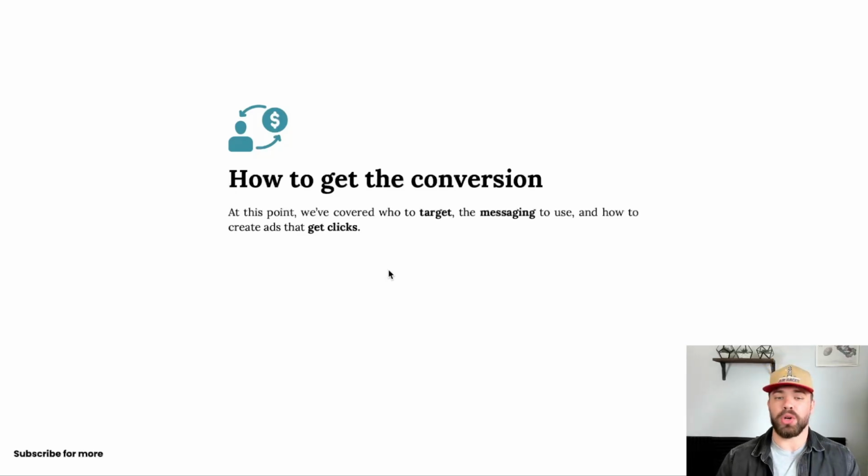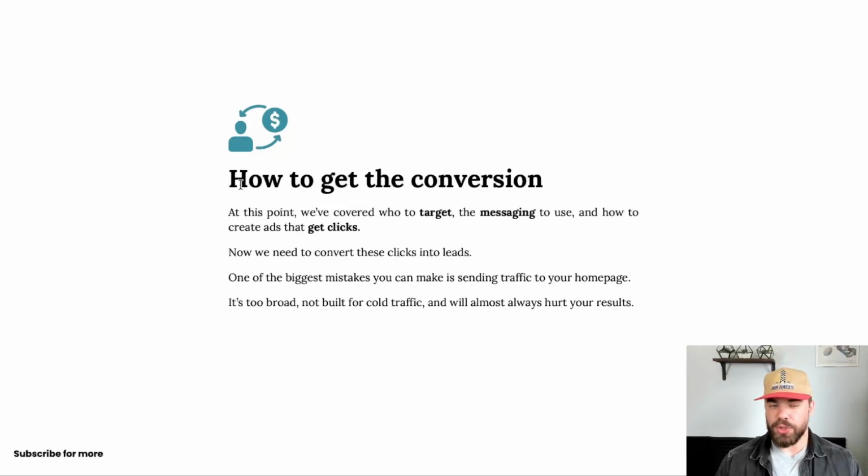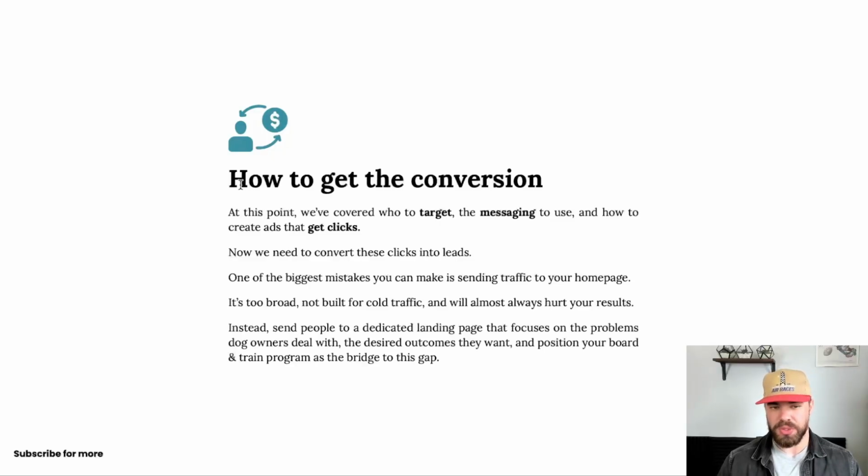At this point, we've covered who to target, the messaging to use, and how to create ads that get clicks. Now we need to convert these clicks into leads. One of the biggest mistakes you can make is sending traffic to your homepage. It's too broad, not built for cold traffic, and will almost always hurt your results. Instead, send people to a dedicated landing page that focuses on the problems dog owners deal with, the desired outcomes they want, and position your board and train program as the bridge to this gap.